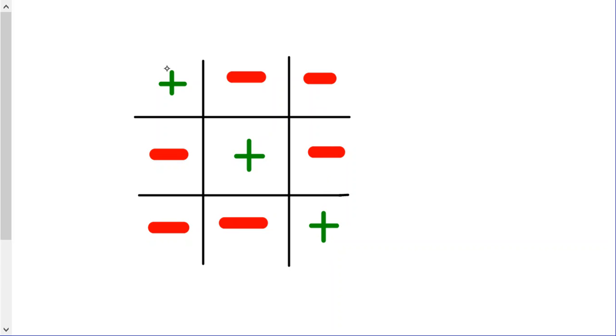So, for example, multiplication, if we have a positive times a negative, our answer is going to be negative. If we have a negative times a positive, our answer will be negative. If we have a negative times a negative, our answer will be positive. And if we have a positive times a positive, our answer will be positive.